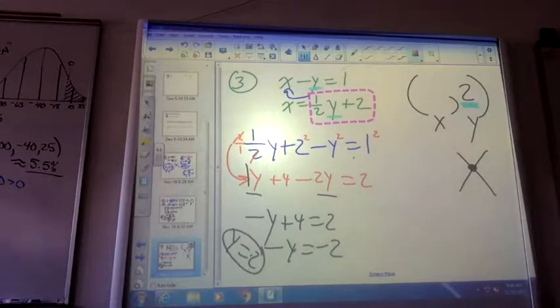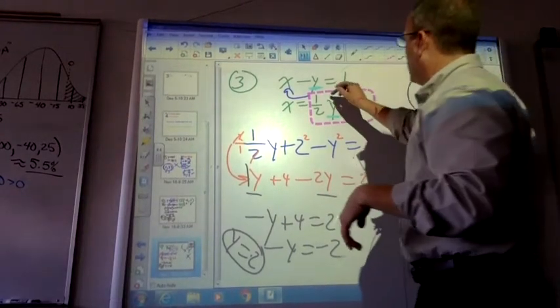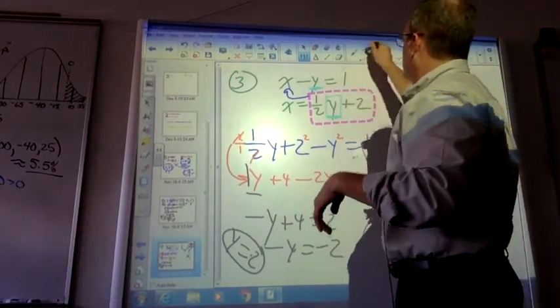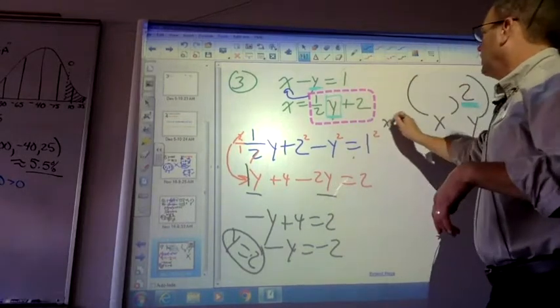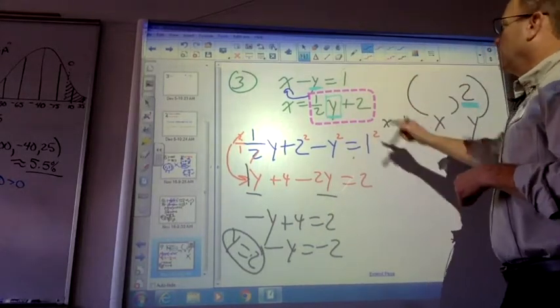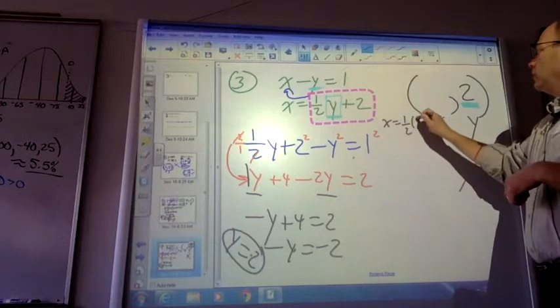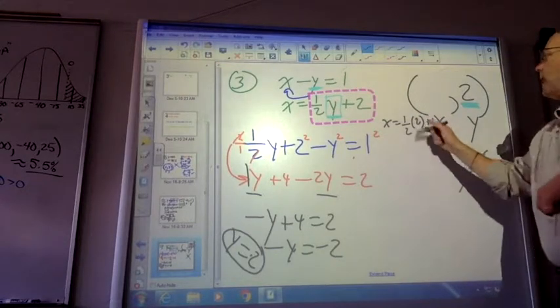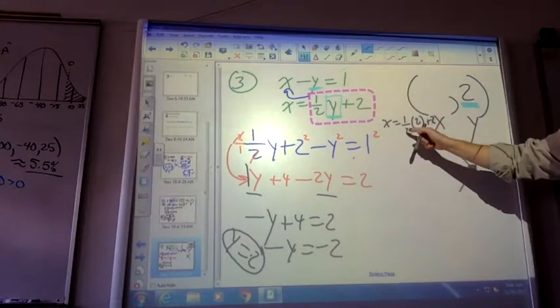Now, quick question before you jump ship. What letter am I solving for now? I'm solving for x. Does one of the equations say x equals? The top one or the bottom one? Bottom. So this would make sense to plug this 2 in right here. Okay, so I have x equals 1/2 of y, but now it's going to be 1/2 of 2, plus 2. What's half of 2? 1.